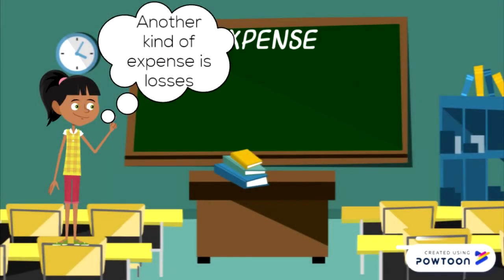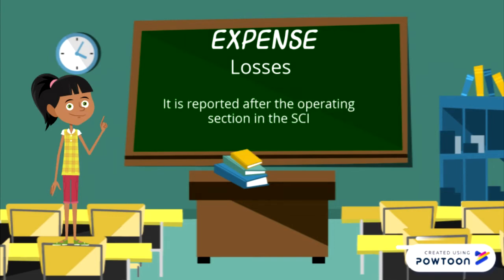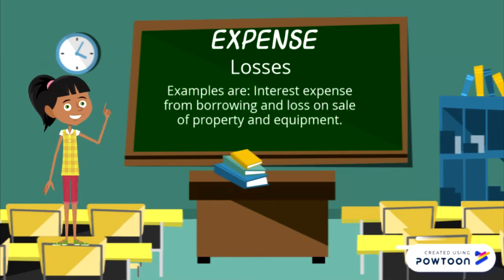Another kind of expense is losses which are incurred for other activities of the business. It is reported after the operating section in the Statement of Comprehensive Income. Examples are interest expense from borrowing and loss on sales of property and equipment.